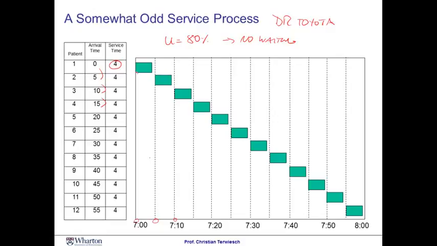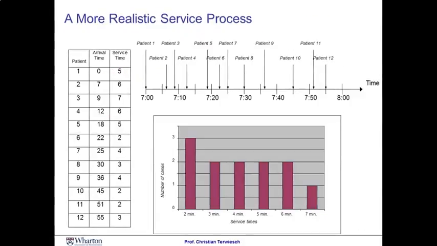Look how the patients arrive and when they leave. 4 minutes of work, a minute of idle time for Dr. Toyota, 4 minutes of work, a minute of idle time, and none of these patients ever will have to wait. Now, arguably, my story of Dr. Toyota was very unrealistic. What type of doctor would serve exactly every patient in 4 minutes? What type of patients would arrive and get sick, exactly one patient every 5 minutes?